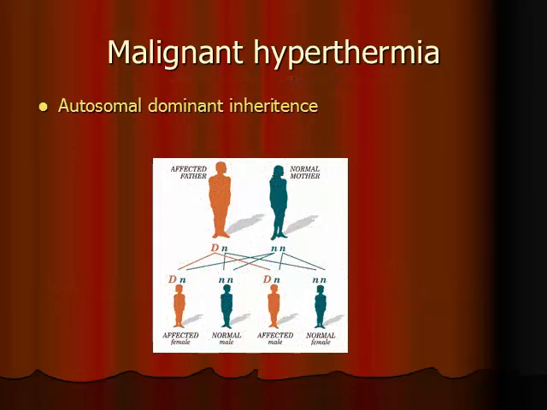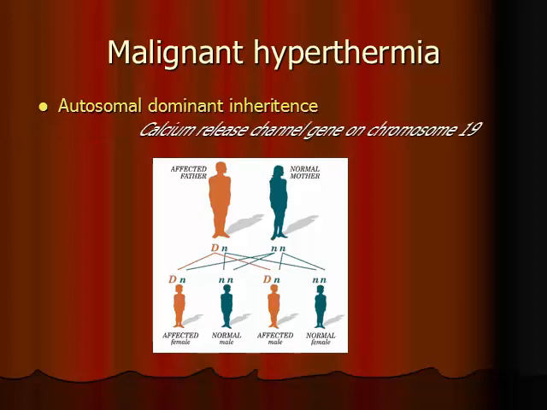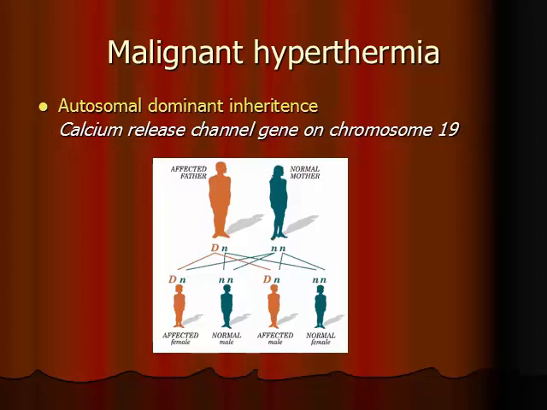The predisposition to malignant hyperthermia is inherited as an autosomal dominant trait. I.e., if the two parents are affected, all the children will be affected. And if only one of the parents is affected, 50% of the children will be affected. The abnormal gene is present on chromosome number 19.